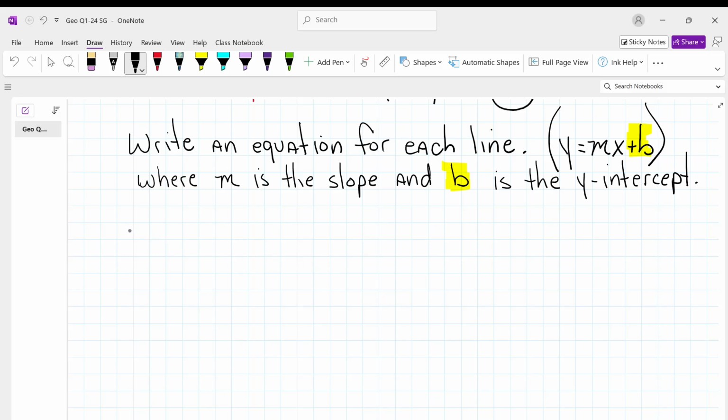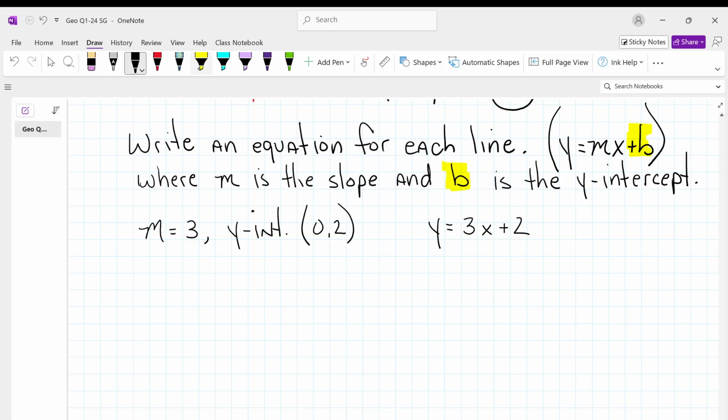So you're going to be given this information. You're going to be told m equals 3, and that the y-intercept is at 0, 2. Well, if the y-intercept is at 0, 2, then the line hits the y-axis at 2. So your equation would be y equals 3x plus 2.